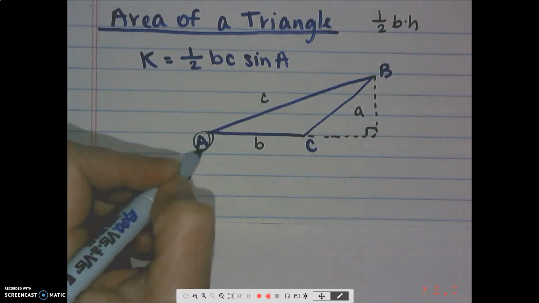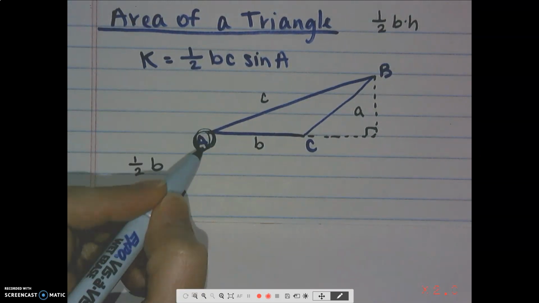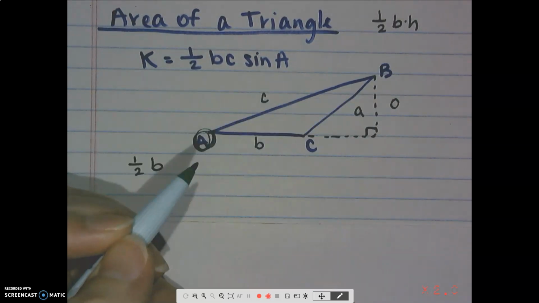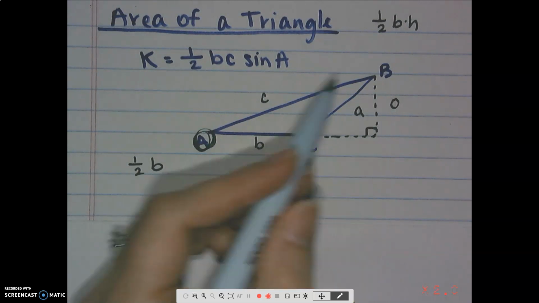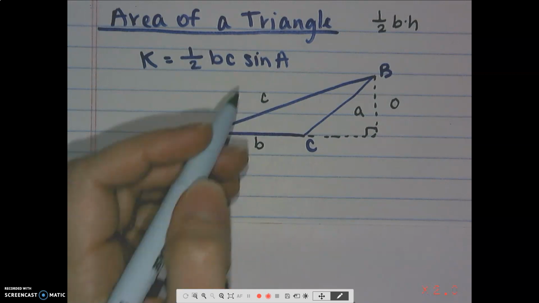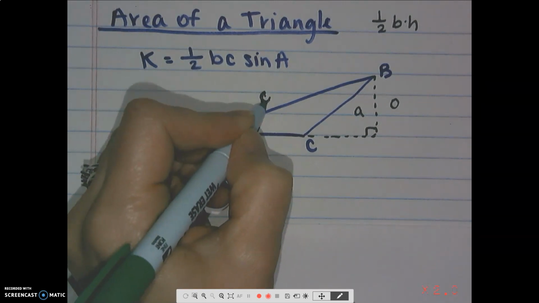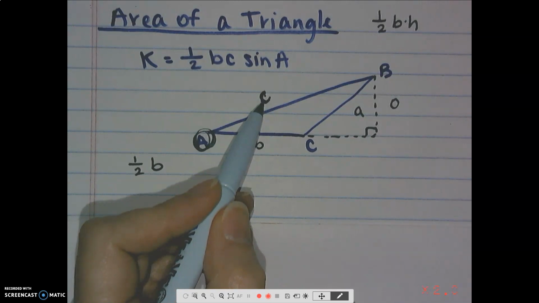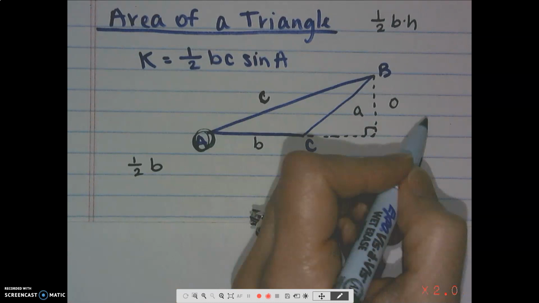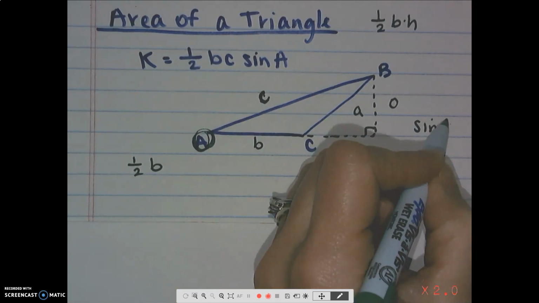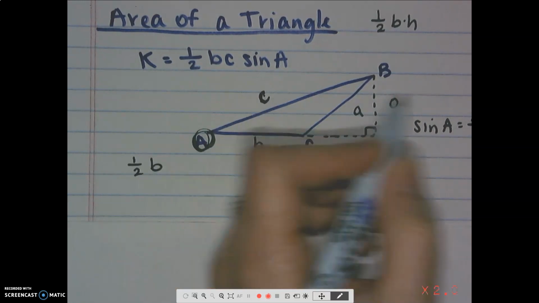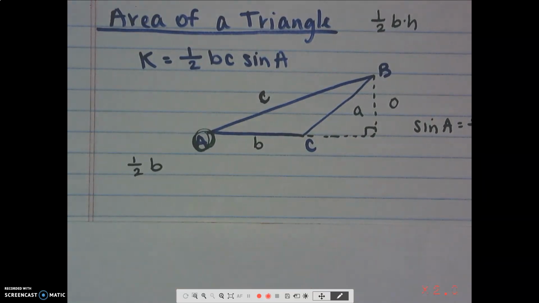So if we're focused on angle A, we have the opposite, and we have the hypotenuse, let's just say. We know what this side is over here. So that means we're going to take the sine of angle A, which is going to equal this opposite, so I'll put x, over the hypotenuse, which is C.